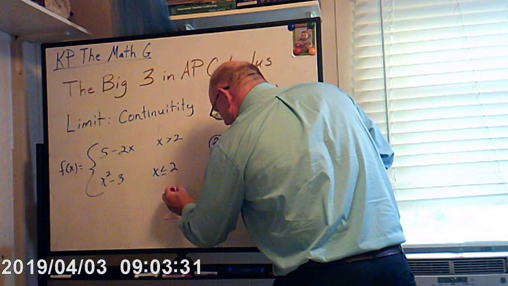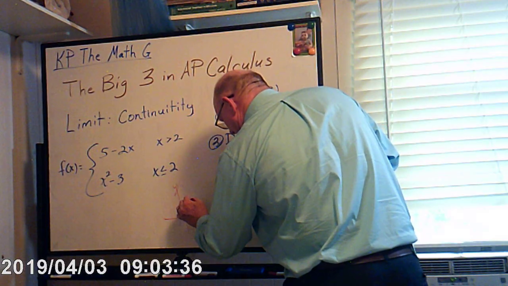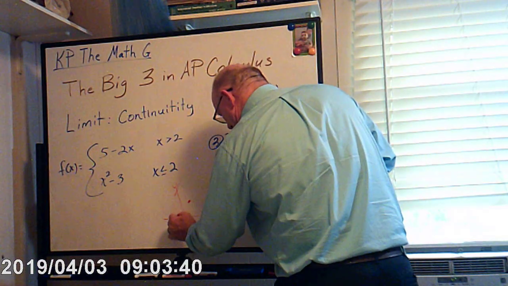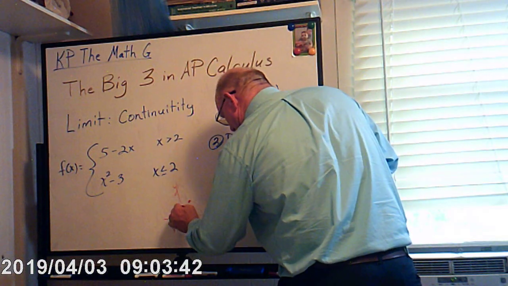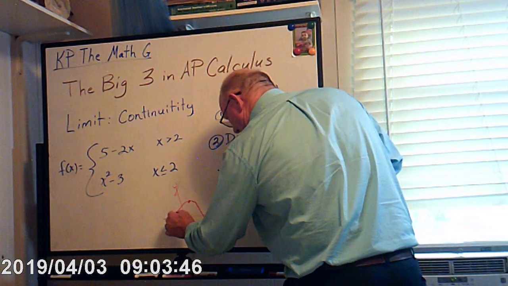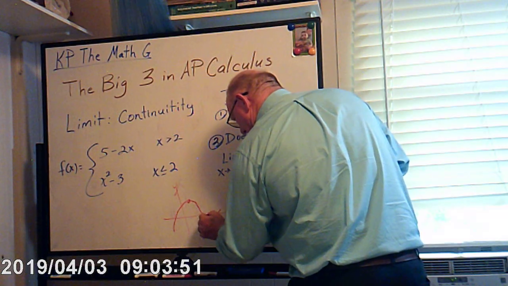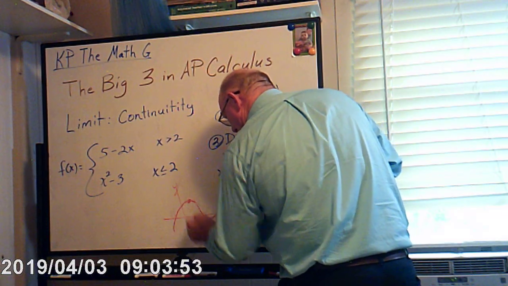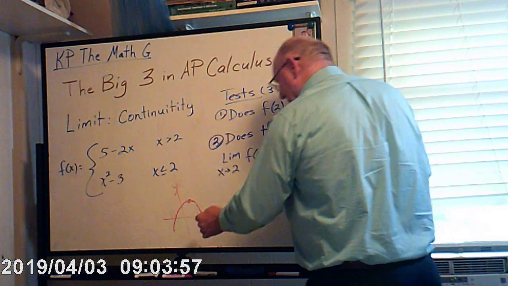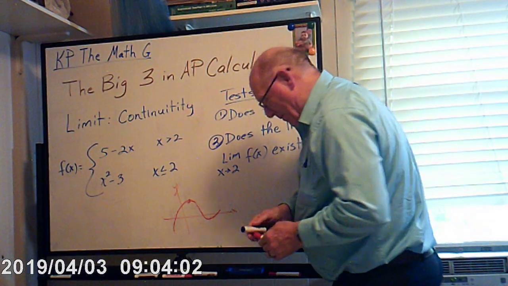x, y, you got a graph here. Here's a point right here. Okay, so does this point, f at 2, exist? Does the limit exist? Sorry, this is so dark, so light. If we look at this limit from the left, does it exist here? If we look at the limit from the right, does it exist here? And if the two are equal, then we have continuity. If it does not, then we don't.